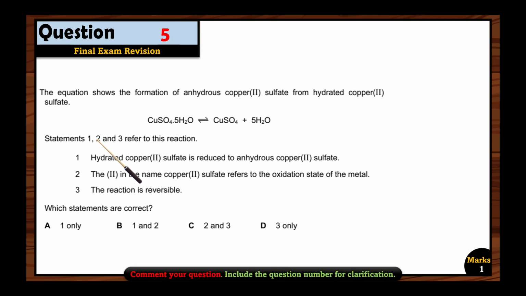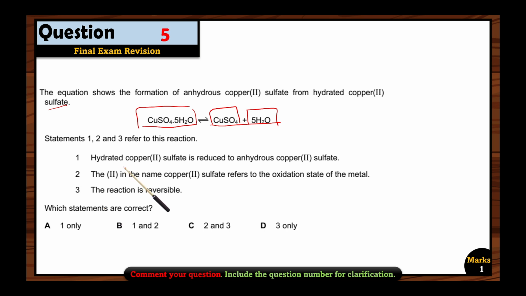Okay, let's see question 5. The equation shows the formation of anhydrous copper sulfate from hydrated copper sulfate. So you can see this reaction. This is the hydrated one, and when you heat it, you will get the copper sulfate and the molecules of water. So statements 1, 2, and 3 refer to this reaction.